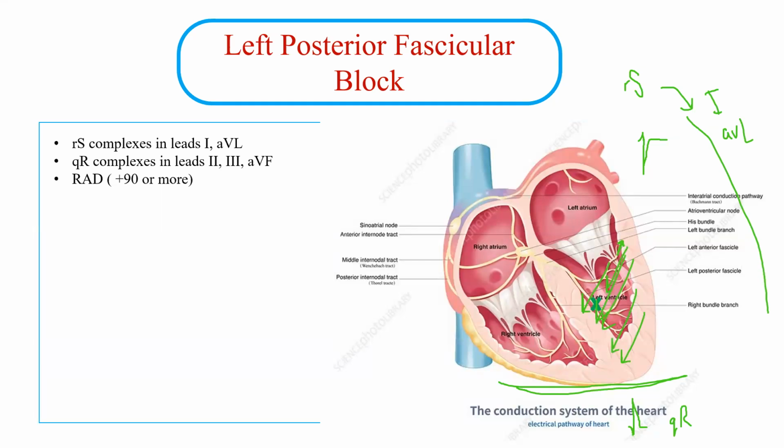This is really very important because if you have a right axis deviation and you calculated the axis and it was like 80, okay, you say there is a right axis deviation, but not to the degree of left posterior fascicular block. So to have a degree of left posterior fascicular block, the axis should be more than 90, like 100, 110, whatever. And I will show you the diagram. And actually, the QRS complex duration would be normal because it is an incomplete block. It's only one of the fascicles that is blocked.